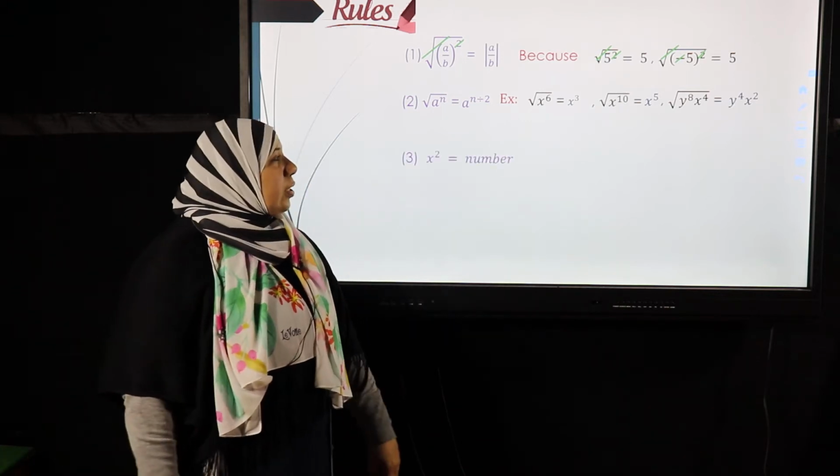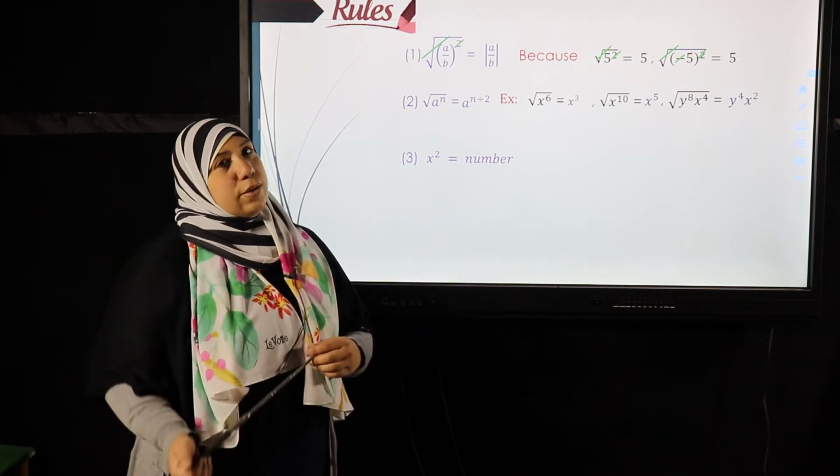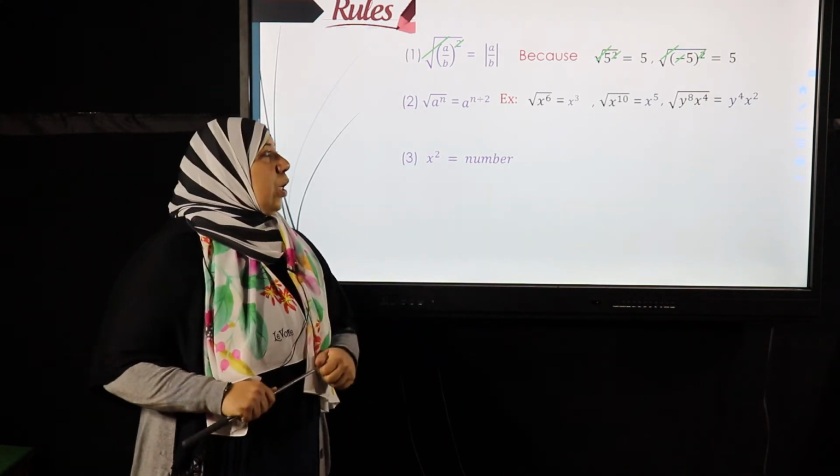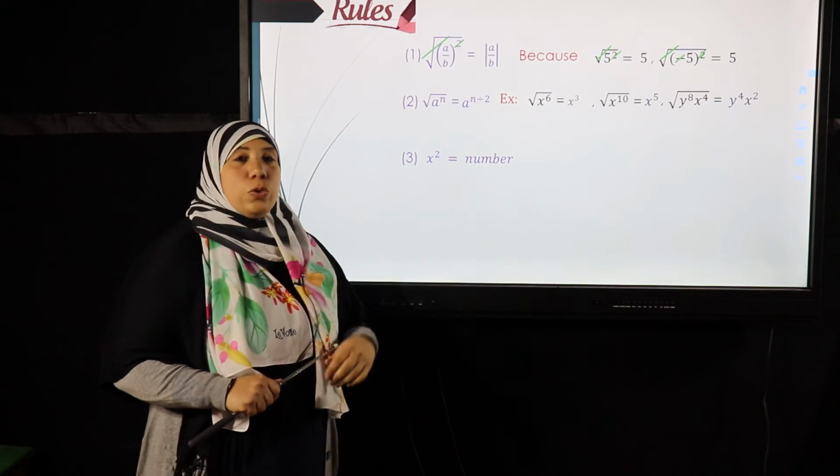The third rule is, if you have, as I said many seconds before, x power 2 equals a number.